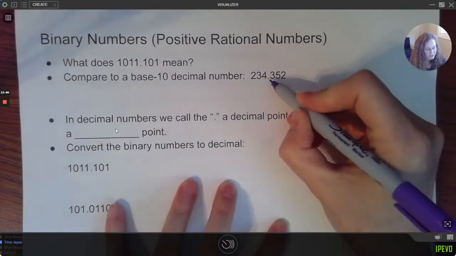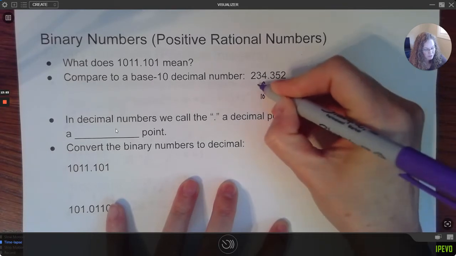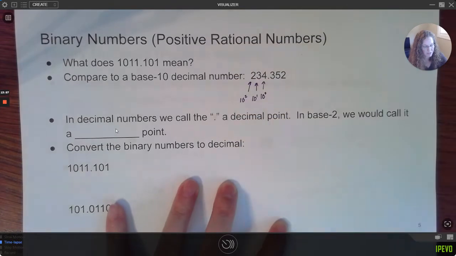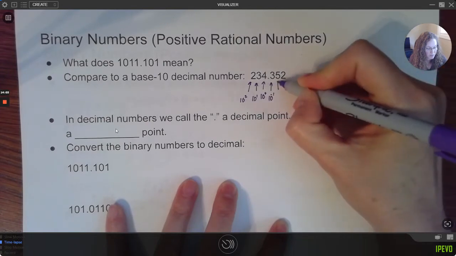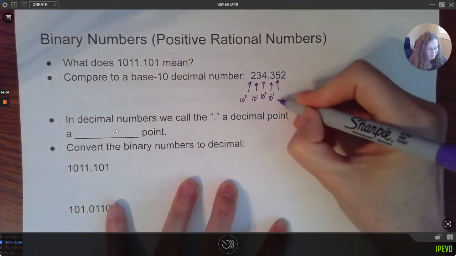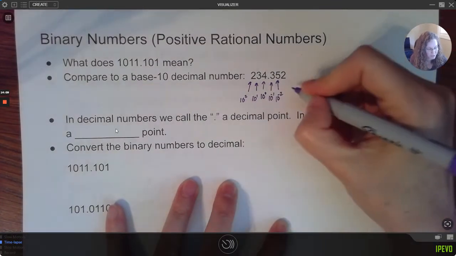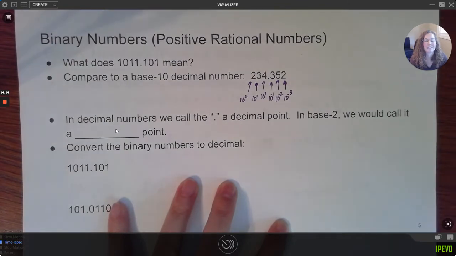So if here is our decimal point, this is the 10 to the 0 place. This is the 10 to the 1st place. This is the 10 squared place. And if we go the other way from the decimal point, this is the 10 to the -1 place, or the 10th place. This is the 10 to the -2 place, or the 100th place. This is the 10 to the -3 place, or the 1000th place.